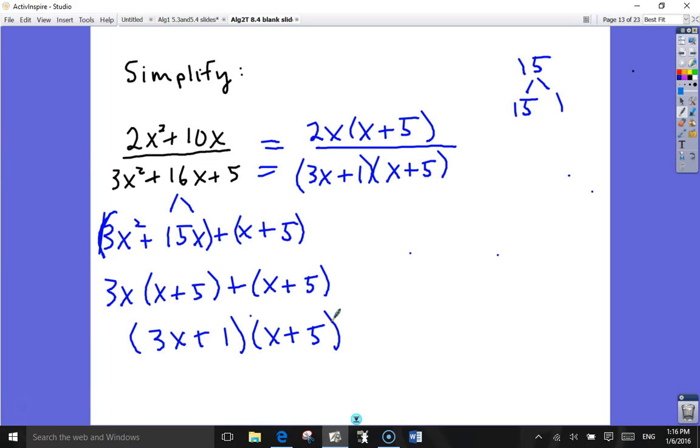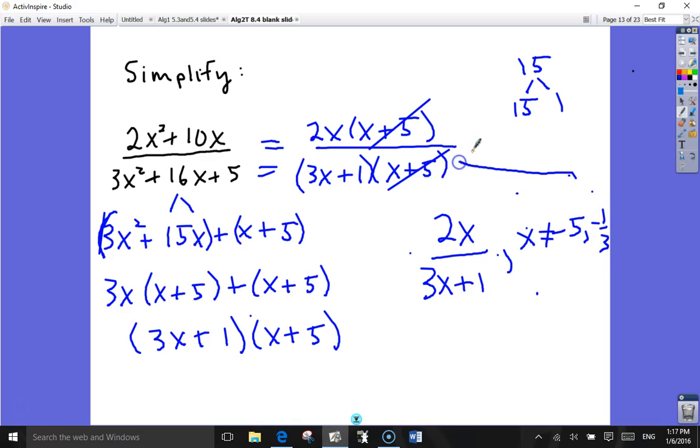Now, cancel the common factors. And what's left is 2x divided by 3x plus 1. And what is the domain? X does not equal negative 5 and negative 1/3. Right? That comes from there.